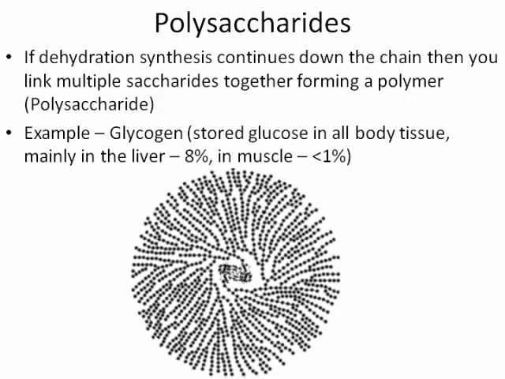And if we keep doing this, we keep linking monosaccharide to monosaccharide to disaccharide to monosaccharide, and so on and so on, you end up with a polysaccharide. Polysaccharides are simply three or more monosaccharides that have joined together.